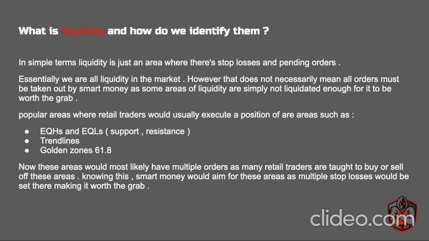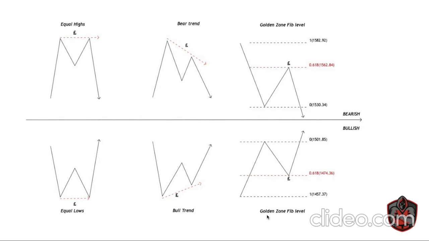These areas would most likely have multiple orders, as many retail traders are taught to buy or sell off of these areas. Knowing this, smart money would aim for these areas as multiple stop losses would be set there, which makes it worth the grab. Identify as liquidity within the market.